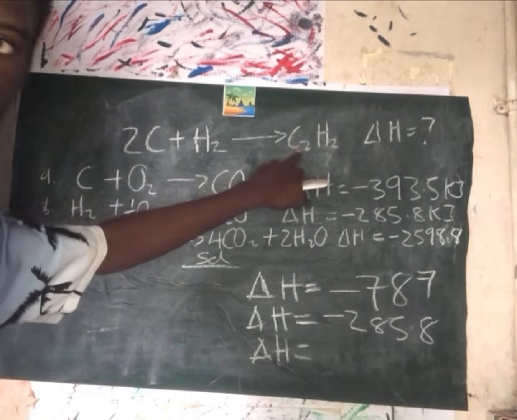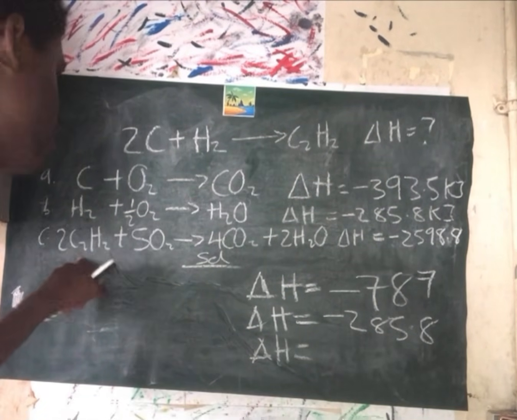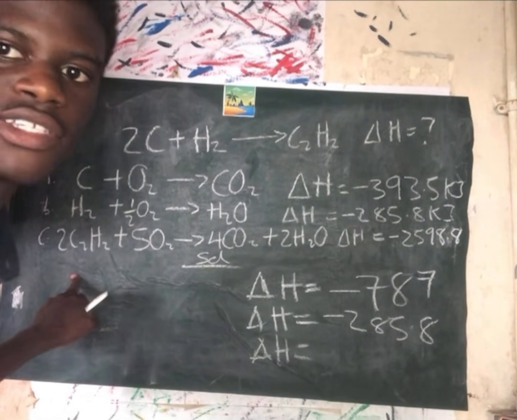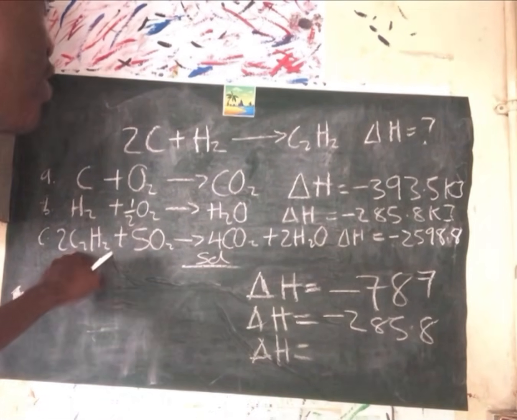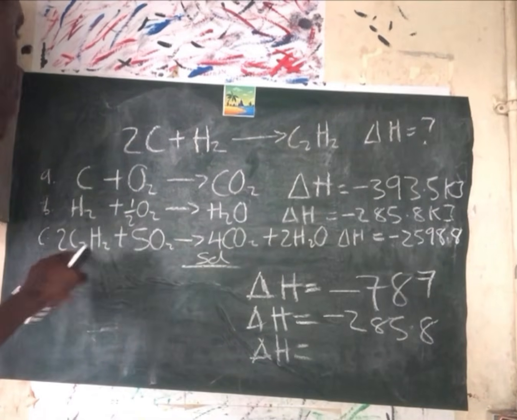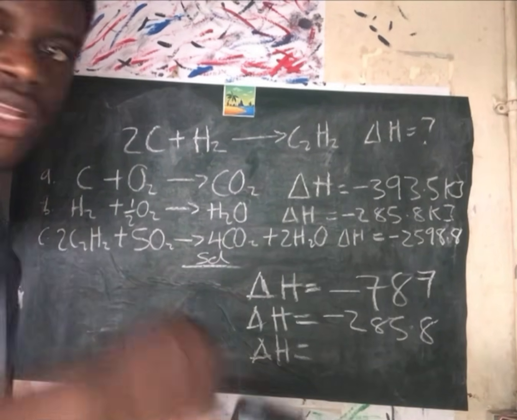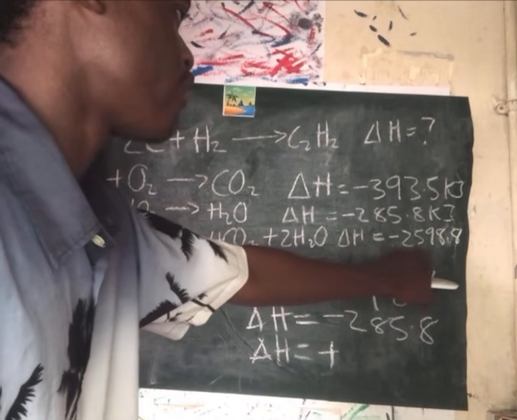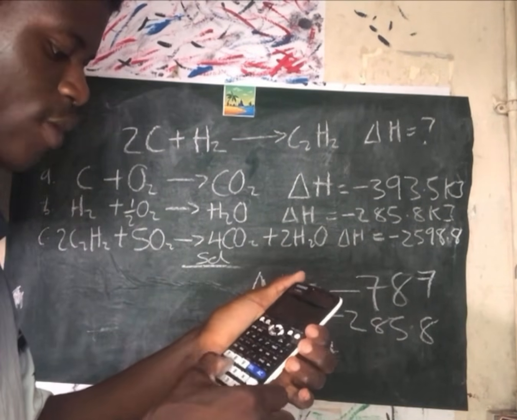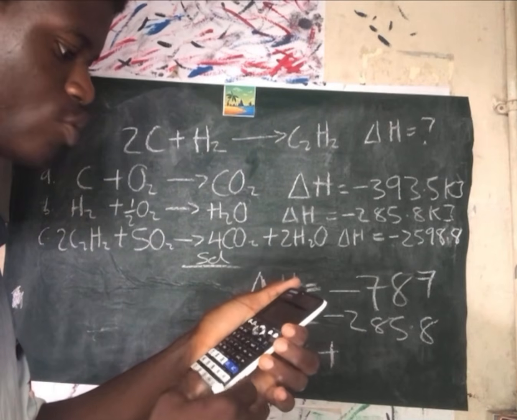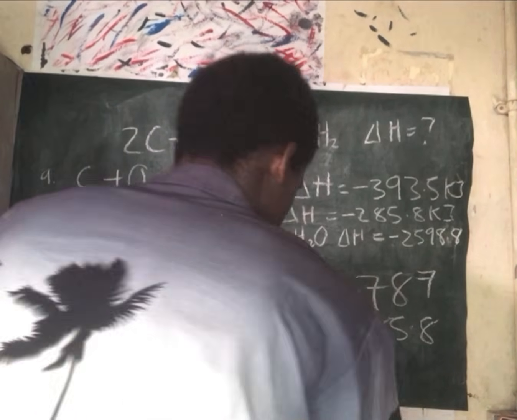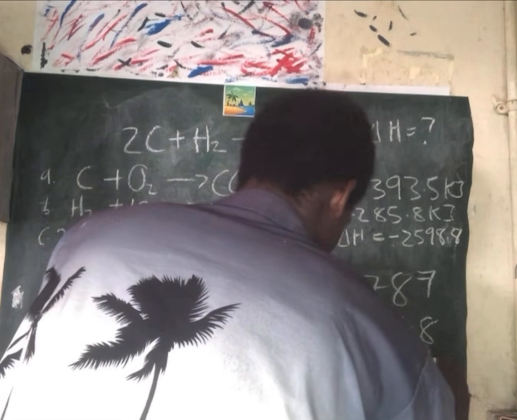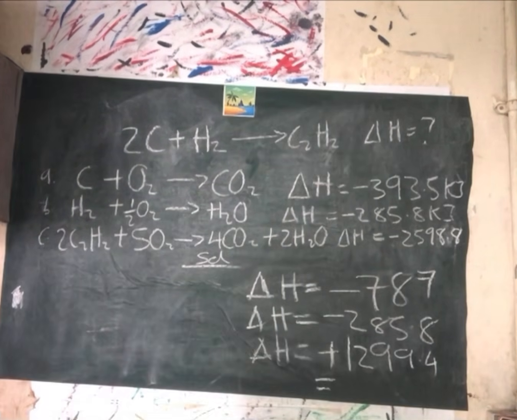Why the last one? For C2H2, we have C2, but here C2H2 is on the product side. Here C2H2 is on the reactant side. So what do we do? We reverse this equation. And here is 1 mole, here is 2 mole. So after reversing this equation, we now divide by 2. When we reverse this equation, we get plus 2598.8. But we are dividing by 2, that's 2598.8 divided by 2. That's plus 1299.4.